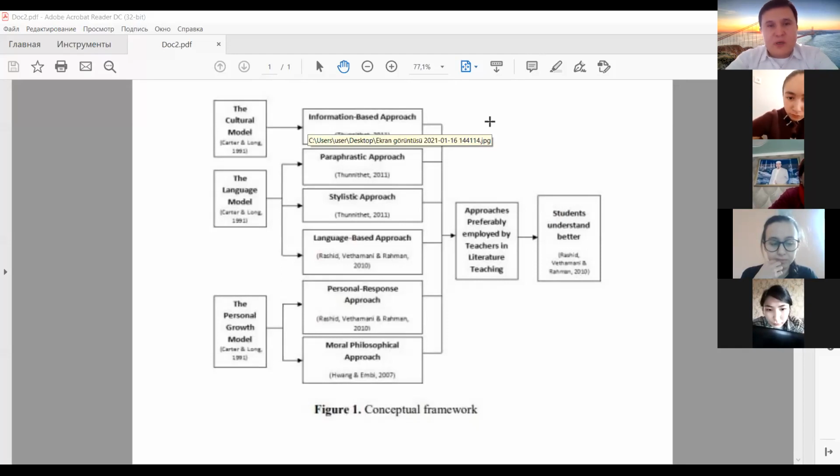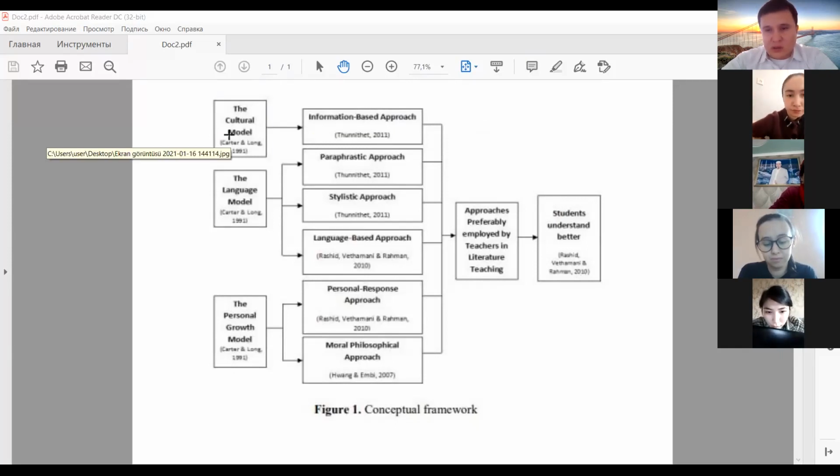Dear students, before getting down to approaches, I would like to speak about models, because these approaches are connected with the models of teaching. So what are the models? We have three models of teaching literature. The first model, as you can see, is the cultural one. The cultural model is related to the information-based approach. In this model, literature is a source of facts or information to be put across to students by the teacher.